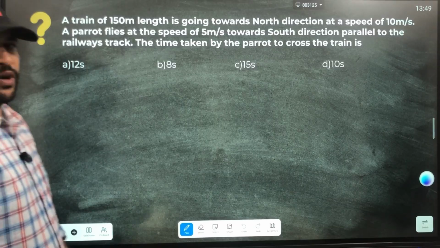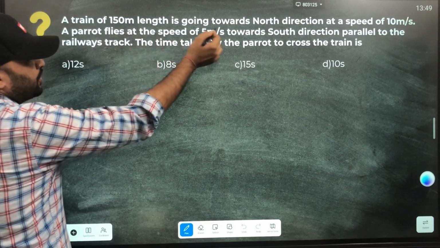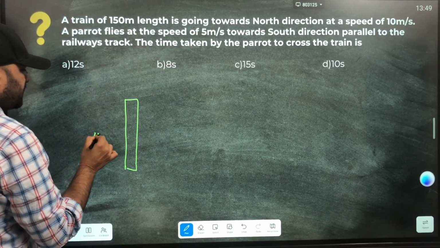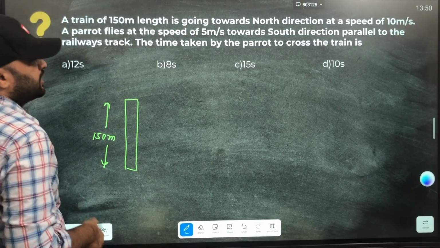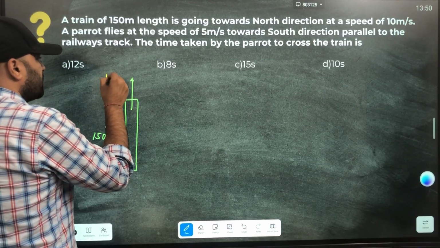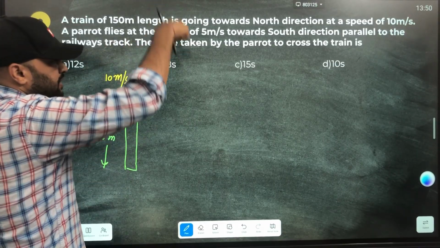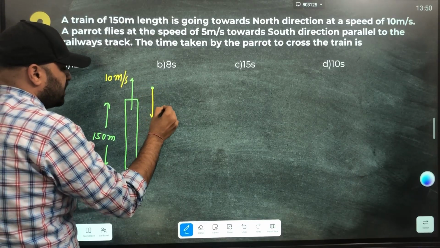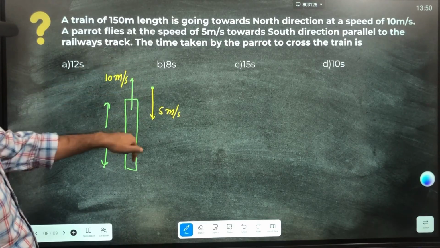Great. Quite a similar problem on relative velocity once again. A train of 150 meter long is going towards north direction. So let's say this is our train and the length of this train is 150 meter, correct? So this is our separation. It is moving towards north direction like this at a speed of 10 meter per second. So let me write here, the speed is 10 meter per second. A parrot flies at a speed of 5 meter per second towards south. So this is a parrot moving with 5 meter per second towards the south. Clear? In a direction parallel to the railway track.